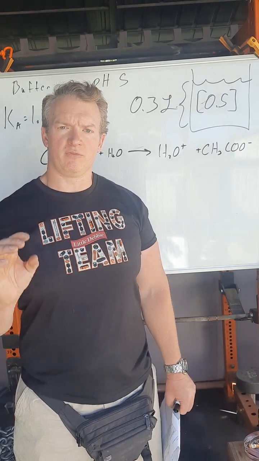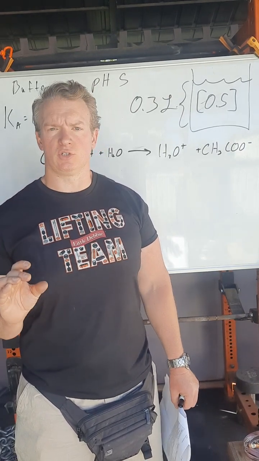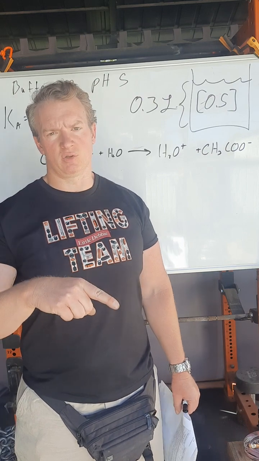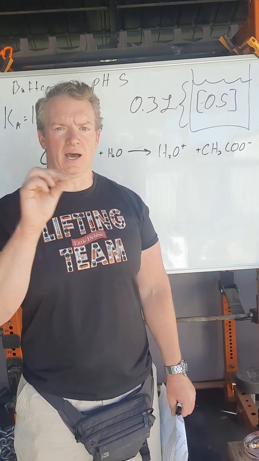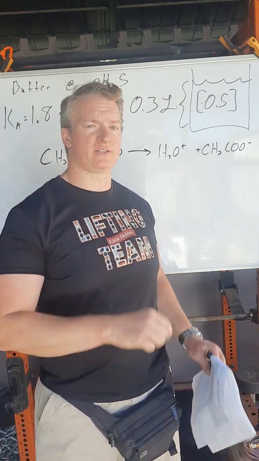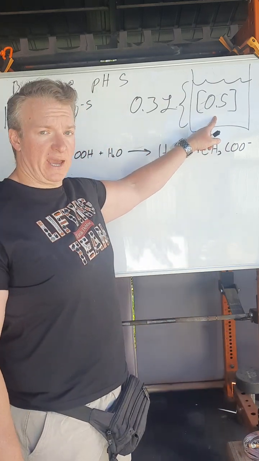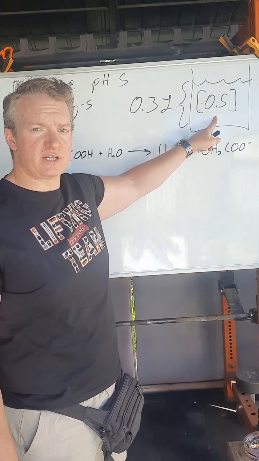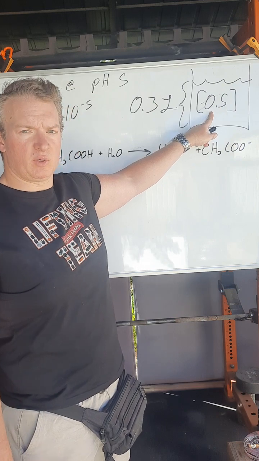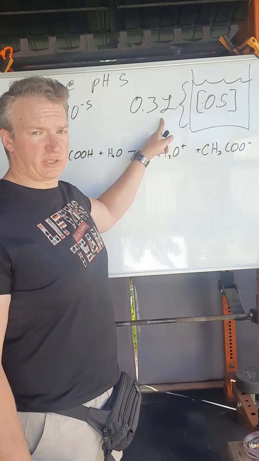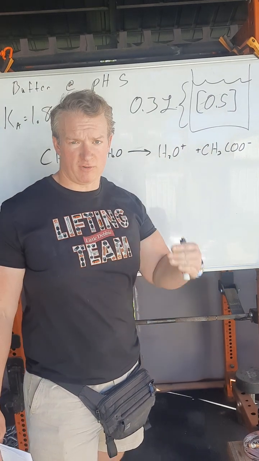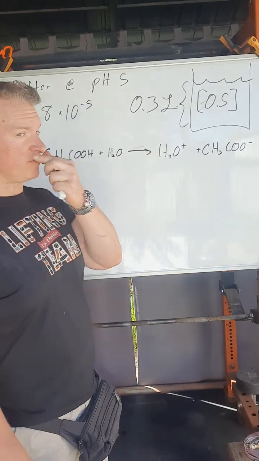Let's talk a little bit about buffers. We have a buffer solution. We have an acid solution that we want to make into a buffer, so we are going to add an ionic compound to that solution. This is meant to be the acid solution. In this case, acetic acid has a 0.5 molarity. We have 300 milliliters of it, and we want to make a buffer solution with a pH of 5.